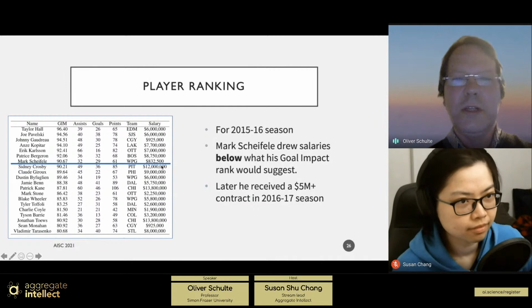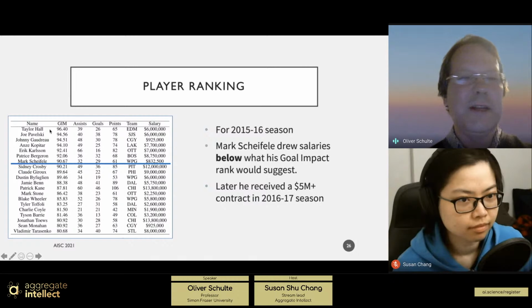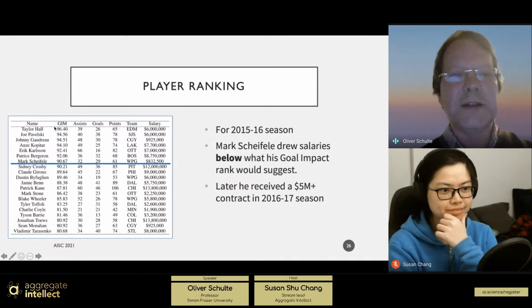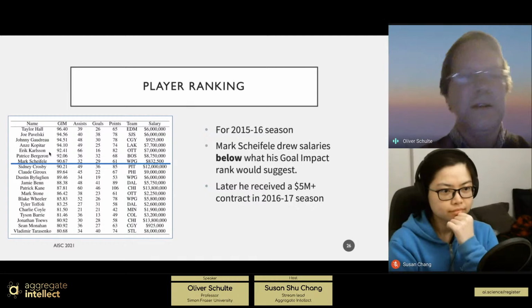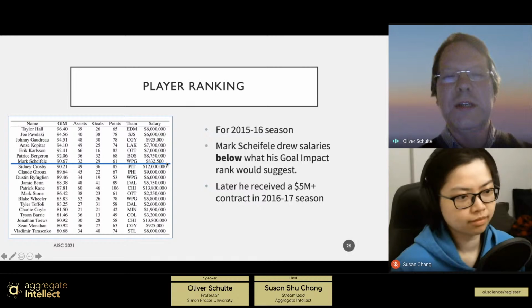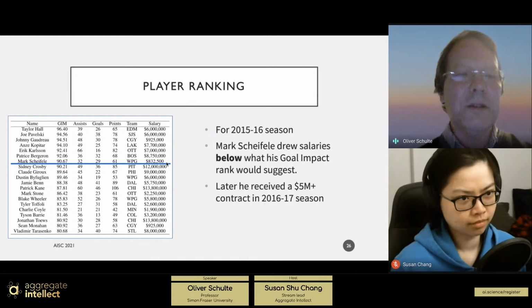Okay, so once we've done that, now we can do all kinds of player rankings, and I love producing them, and I love looking at them and seeing if they make sense. This is one for the 2015-16 season, and you can see, for example, Taylor Hall is a big star. He's at the top. Eric Carlson also very high. In fact, next year he moved even up in our player ranking. One thing I'm highlighting, Mark Scheifele here, because you can see that his salary is fairly low. So you can use this method to identify undervalued players. And there was some validation, because if you look at the next season, he got a big boost.